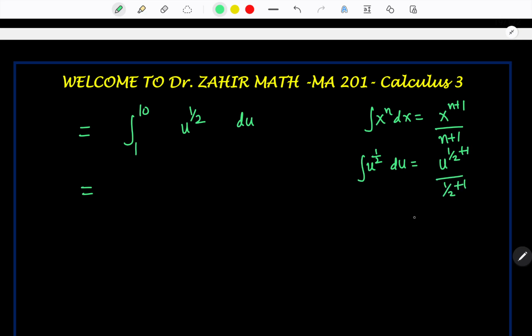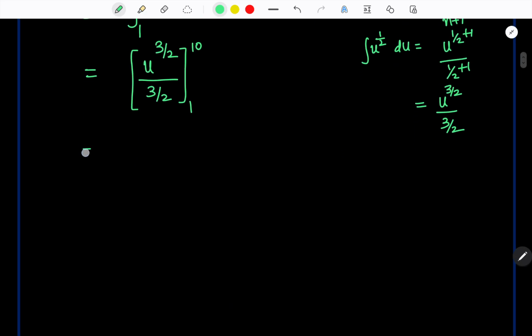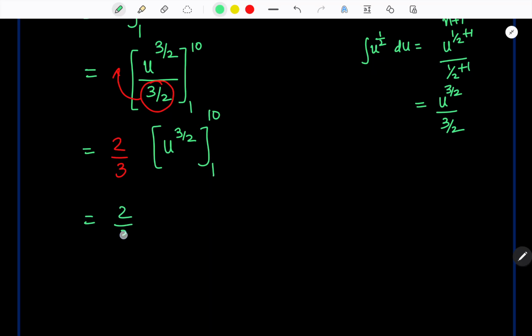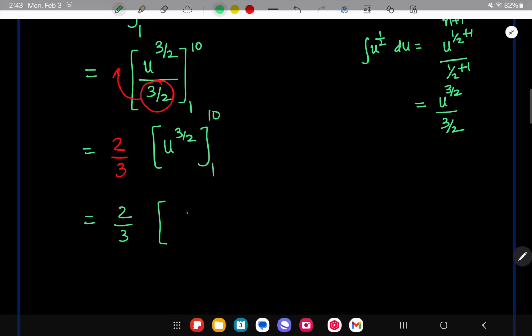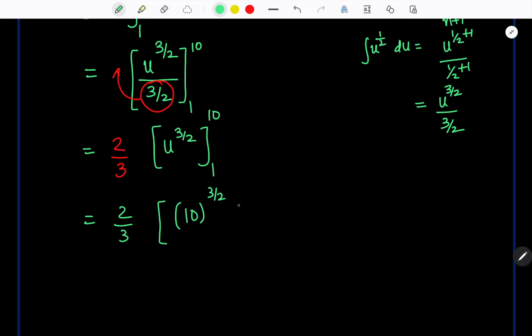So the integral of u power half du is equal to u power half plus 1 divided by half plus 1. Half plus 1 is nothing but 3 by 2. So this equals u to the power of 3 by 2 divided by 3 by 2, and the limit is 1 to 10. The 3 by 2 I flip to the numerator as 2 by 3. So this equals 2 by 3 times upper limit substitution, 10 to the power of 3 by 2, minus 1 to the power of 3 by 2.